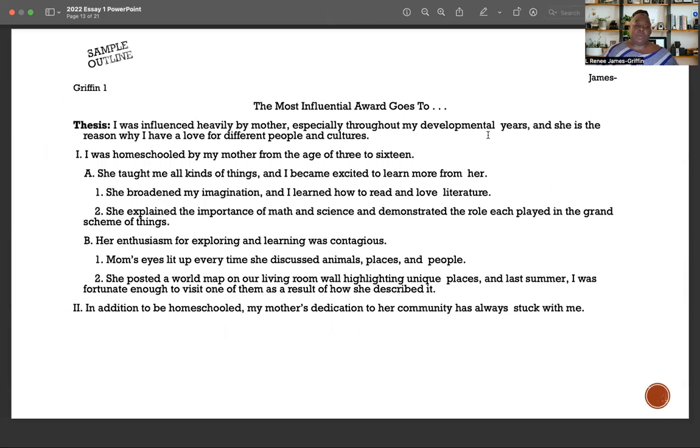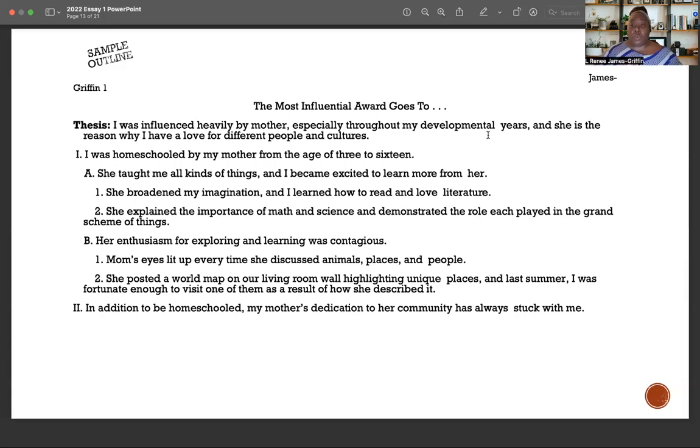Okay, so here's a sample, just a part of it. You'll notice that I have my last name, James-Griffin, top right-hand corner. I have a title, a working title, the most influential award goes to. I have my thesis. I was influenced heavily by my mother, especially throughout my developmental years, and she is the reason why I have a love for different people and cultures. Now, it's important to note that this essay is written in first person. However, all three of your essays are going to be written in third person, okay? So this is just a sample of how to structure the outline.